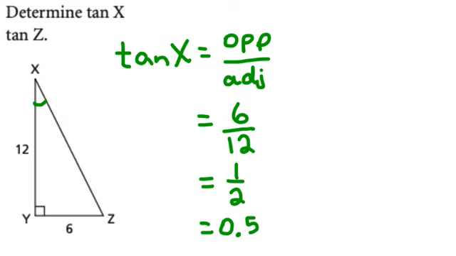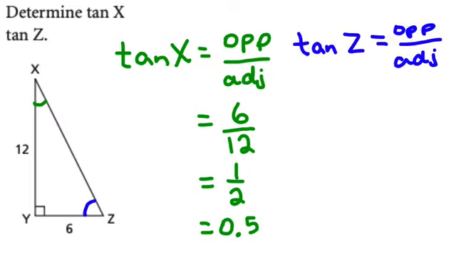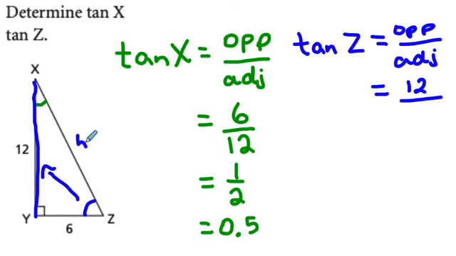Now the tangent of z. Now we're looking from a different angle, but we're going to be using the same numbers. So now we're looking for the tangent of z. Because I'm looking from z, this is now my opposite side. My opposite side is now 12. My adjacent side is the one that is beside z, that's not the hypotenuse. This is definitely the hypotenuse because it's the longest side and it's across from the right angle. So the one that is beside would be 6. That's the adjacent side.